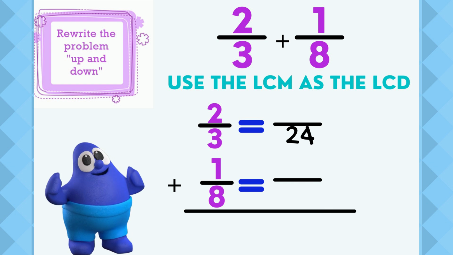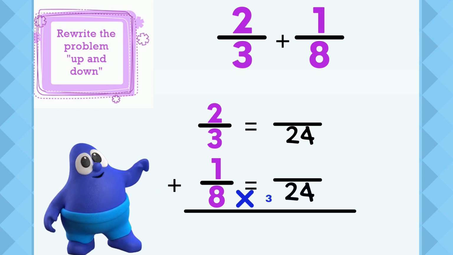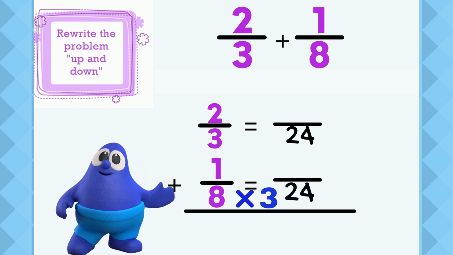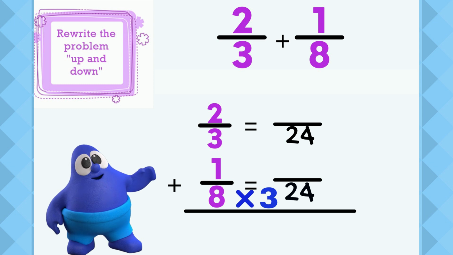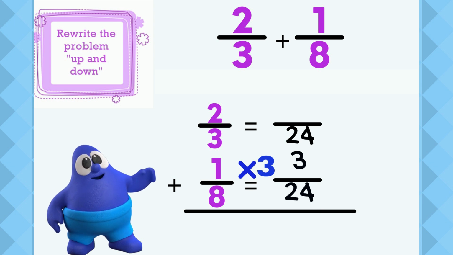First, let's change 1/8. What times 8 equals 24? Yes, 3. Whatever you do to the denominator, you must do to the numerator. That gives us 3 as the numerator. So 1/8 equals 3/24.